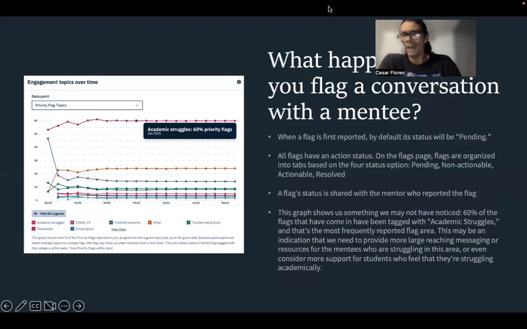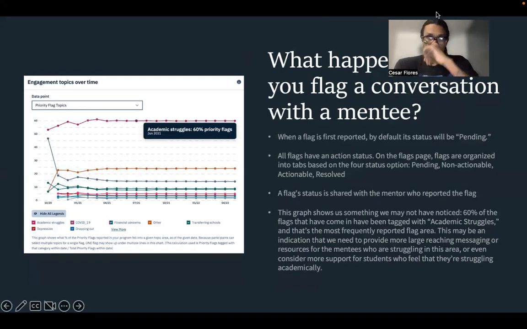So again, what happens when you flag a conversation with your mentee? Okay, so when a flag is first reported, the status becomes pending. That's until one of us opens up one of these flags, right? And as soon as we open it up, we see what we can do or what the mentee's dealing with, and then we'll change that to non-actionable, actionable, or resolved based on the feedback that we're getting from you and after we provide some sort of resources, tools, etc., right?